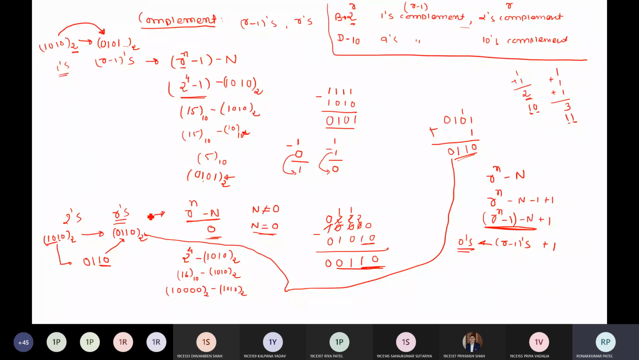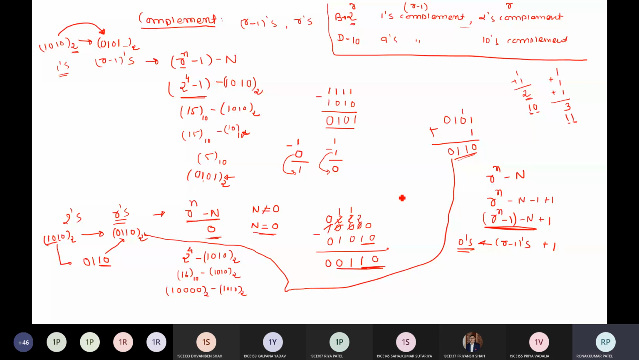Same way, R's complement. This is the equation. Remember this, there are two conditions here. If your number N is not equal to 0, then you need to follow this equation, r^n minus capital N. For N equal to 0, if your number is 0, you can directly write the complement as 0. At that time, you cannot use this equation, and then we have solved it.